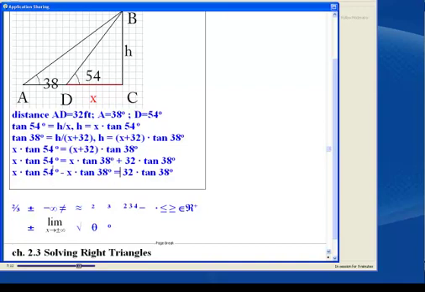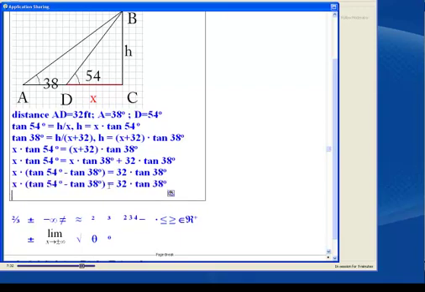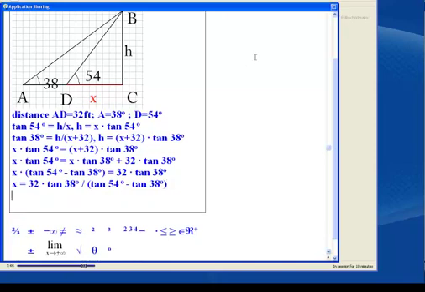And then, of course, we can sum these two up here, so we factor out an x, so it's going to be x times tangent 54 degrees minus tangent 38 degrees equals 32 tangent 38 degrees. And then we divide by all of this one here. There we go.